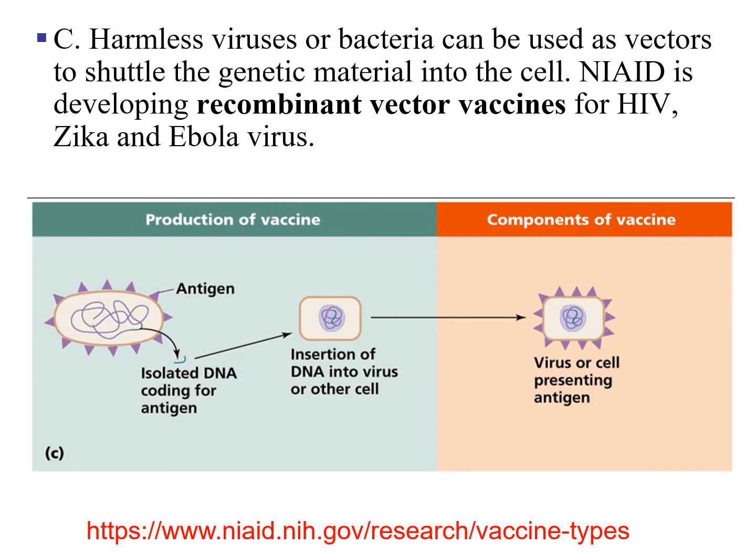The third subcategory of nucleic acid vaccines is recombinant vector vaccines. This category uses harmless viruses or bacteria that can be used as vectors to shuttle the genetic material into the cell. The NIAID is an organization that develops recombinant vector vaccines for HIV, Zika, and Ebola.